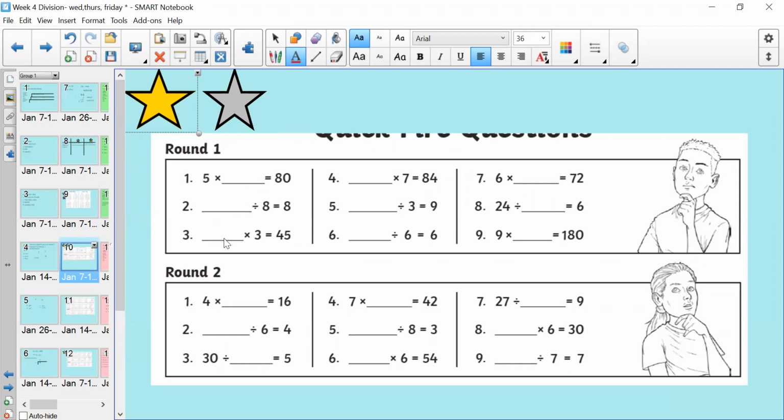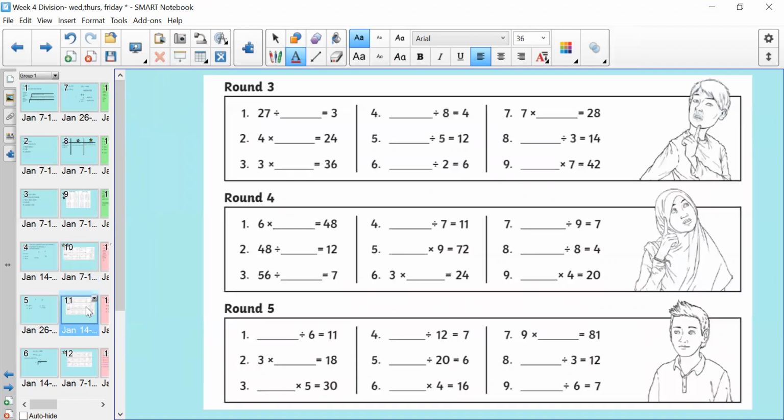So these ones are facts that you should automatically know out of your head without having to do the bus stop method or column method for multiplication, because these are straightforward from your times tables up to 12. So this would be like a challenge for you as well to think about that mentally. And these are some more examples. So we're working with smaller numbers here.